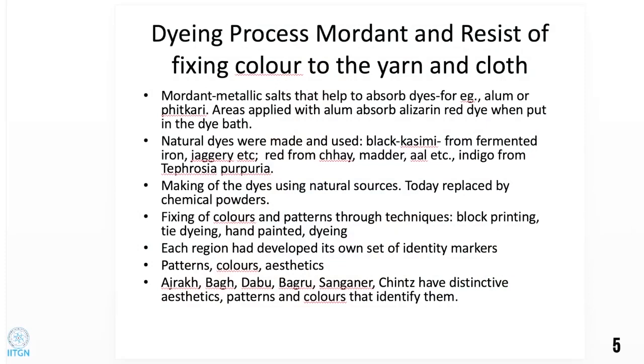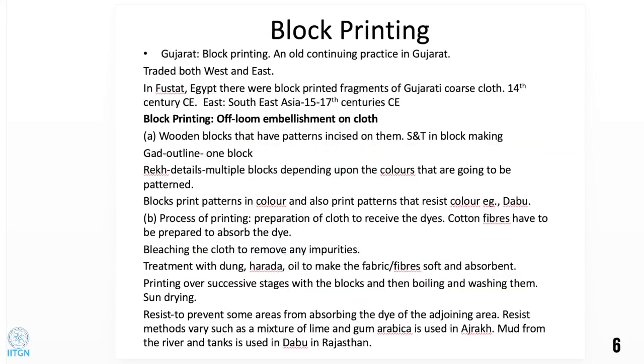Block printing, Gujarat block printing, is an old and continuing tradition. It is traded both west and east. In Fustat, Egypt, there were block printed fragments of Gujarat coarse cloth, about 14th century CE. This is a coarse cotton cloth which is block printed and which was found in the garbage dump of Fustat city, near Cairo, in Egypt. There are many more fragments that have been found.